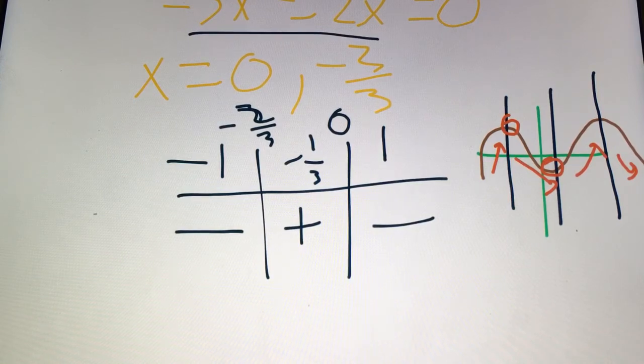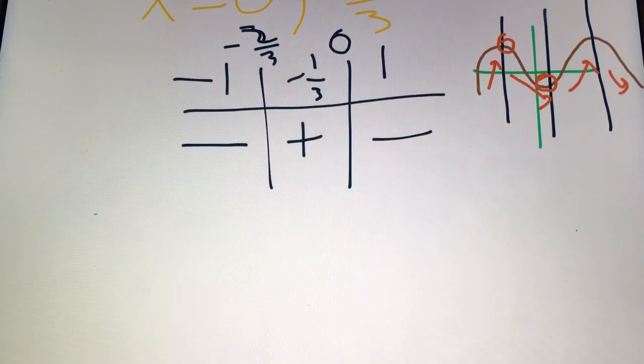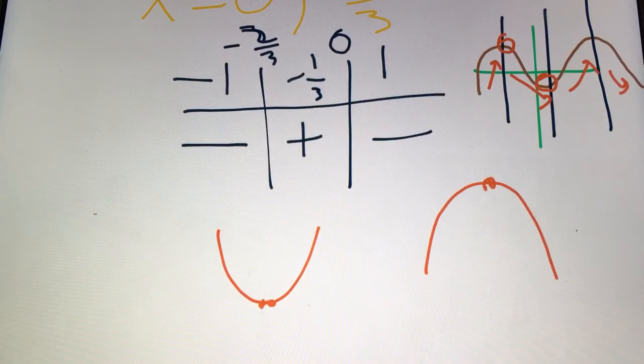So at 0, it switches from a positive to a negative, which means it's a max. And when it switches at negative 2/3 from a negative to a positive, it's a minimum. So for finding the minimum, using this data, we can figure out that negative 2/3 is the minimum. And that is the basis of optimization.